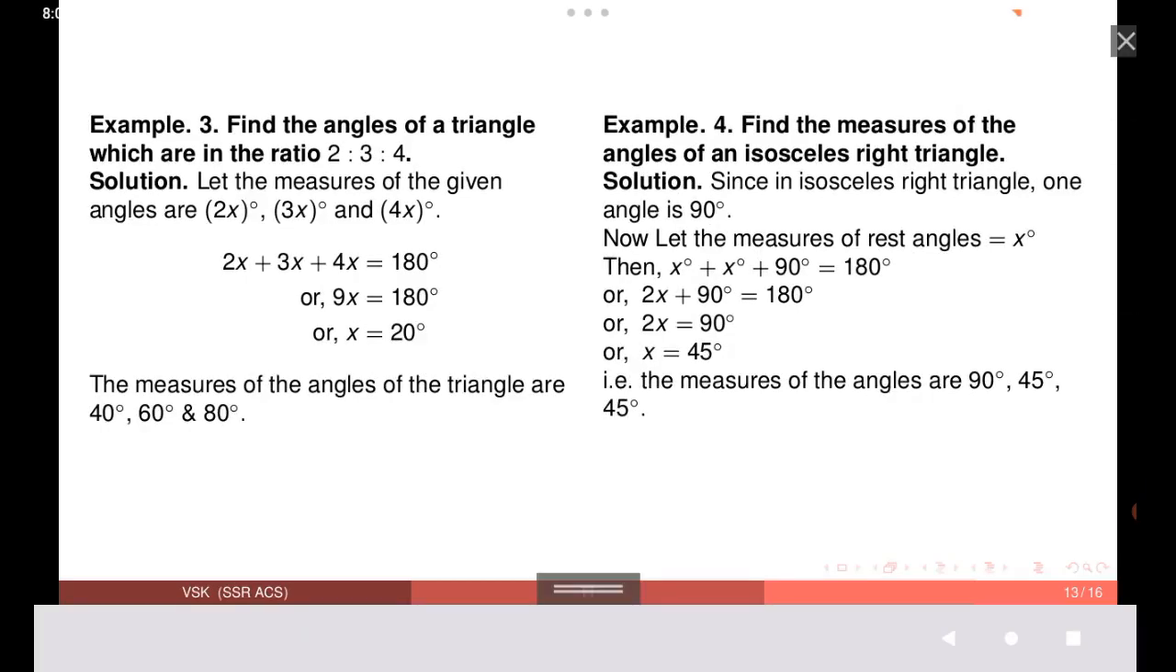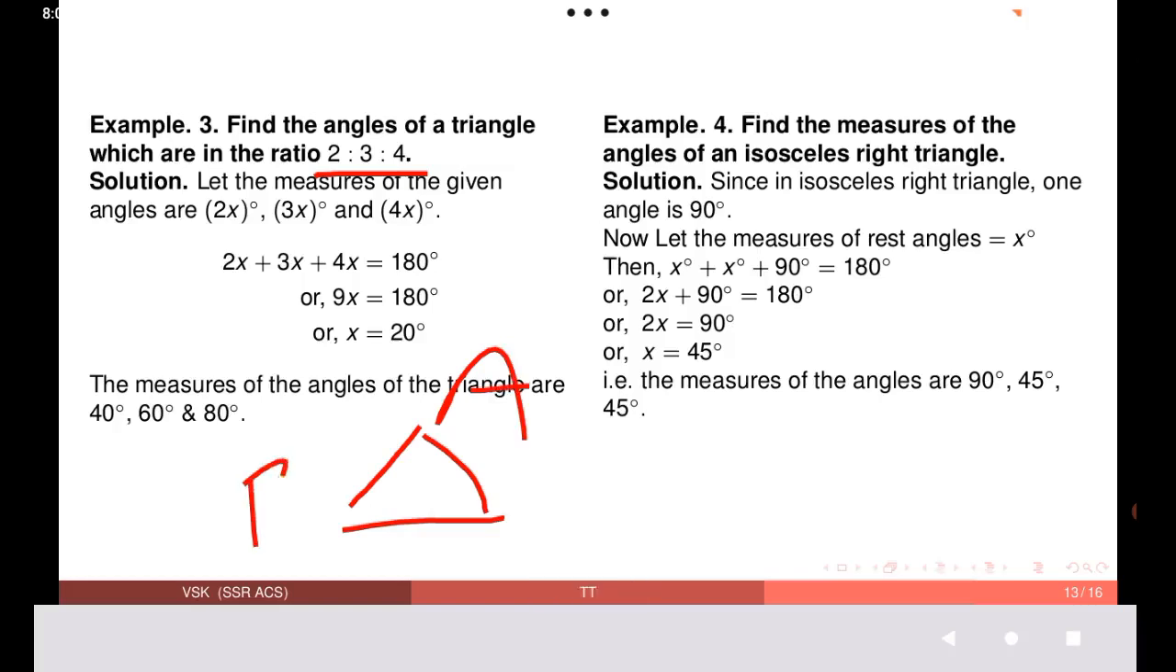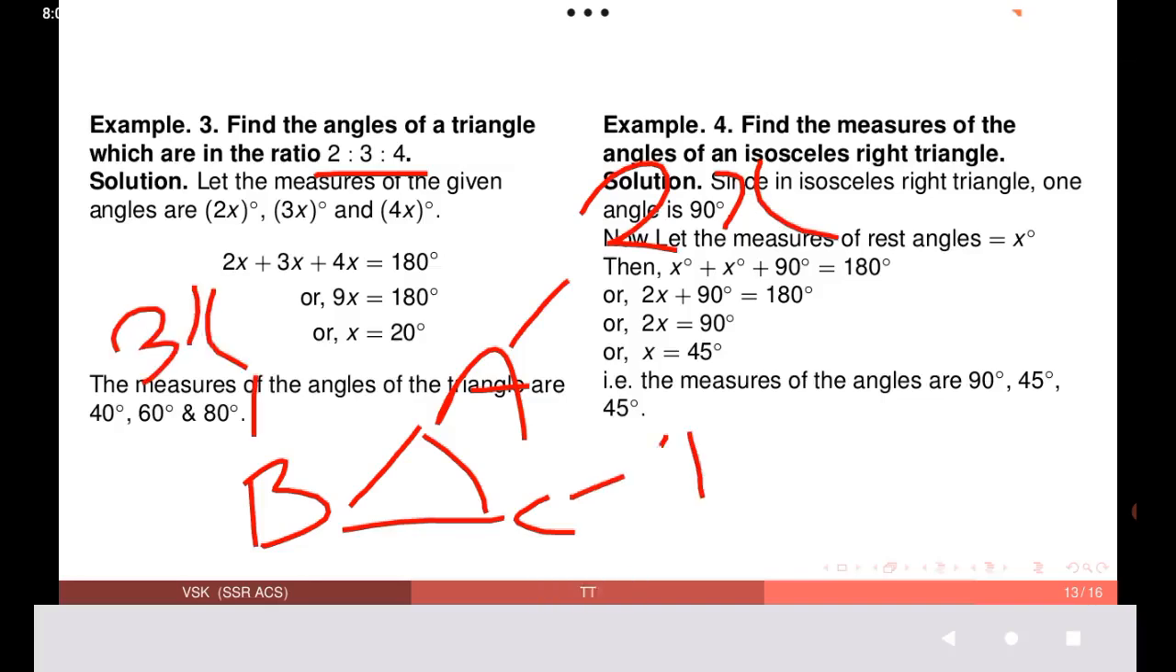Now let us see quickly this example. Find the angles of a triangle which are in ratio 2, 3, 4. So a triangle is given where the ratio of the angles is 2 is to 3 is to 4. In this case, you suppose that these angles are, say, 2x, 3x and 4x.